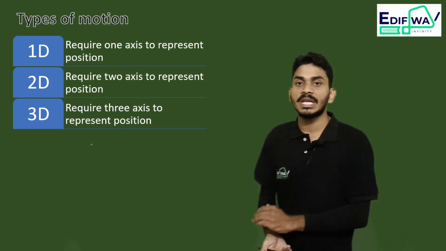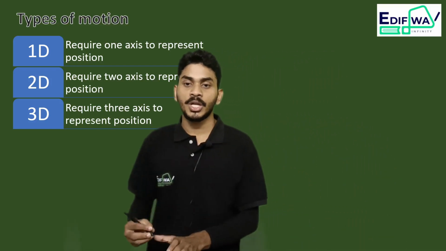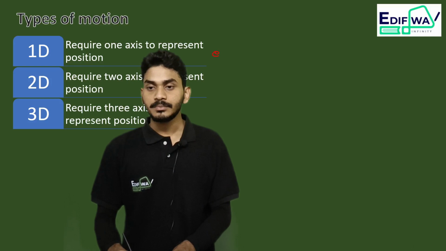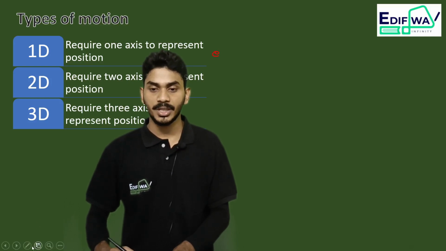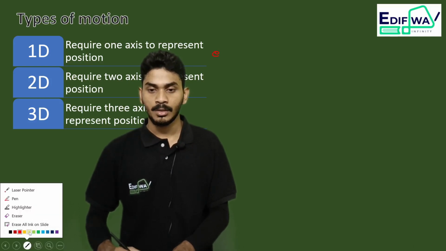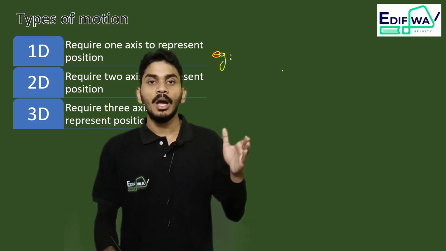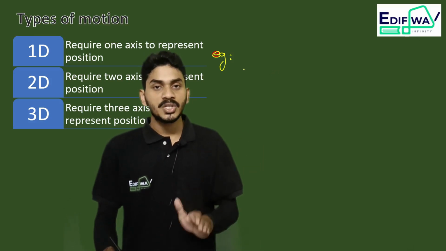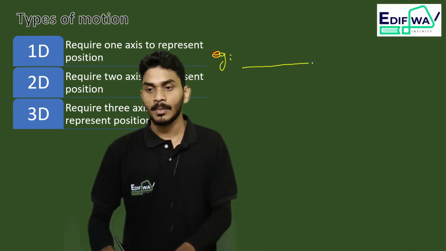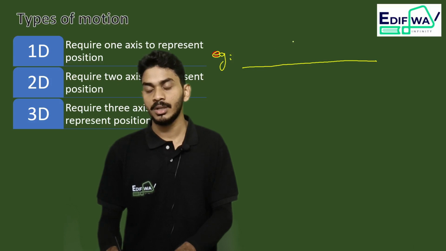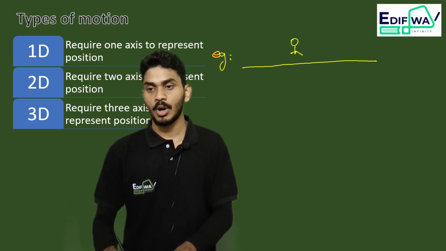Okay, so I will give you an example for 1 dimensional motion. Let's consider a situation. A boy is walking through a straight road. Okay, so there's a straight road and here is a boy walking.